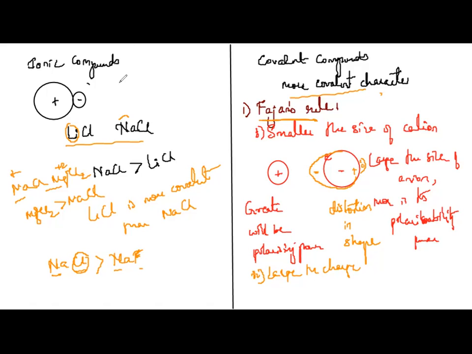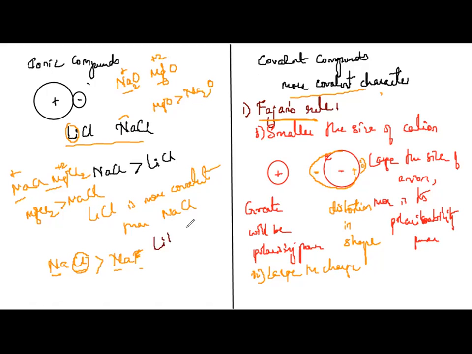If I had given you, for example, sodium oxide, Na2O, and magnesium oxide, which has more covalent character? The anions are the same, so I won't worry. Look at the cations. Sodium is Na plus, Mg is plus 2. Where the charge is more, that one has more covalent character. MgO has more covalent character than Na2O. Clear with this?